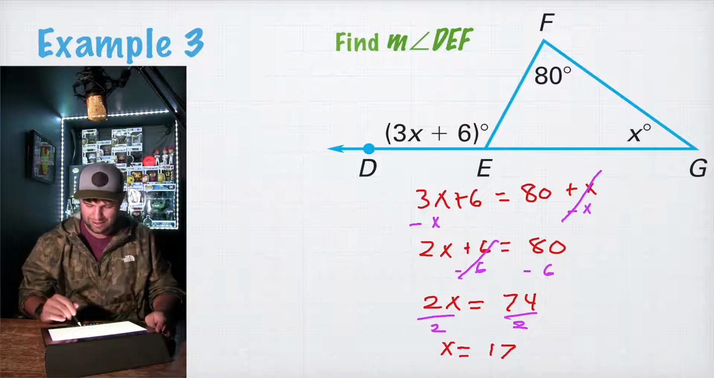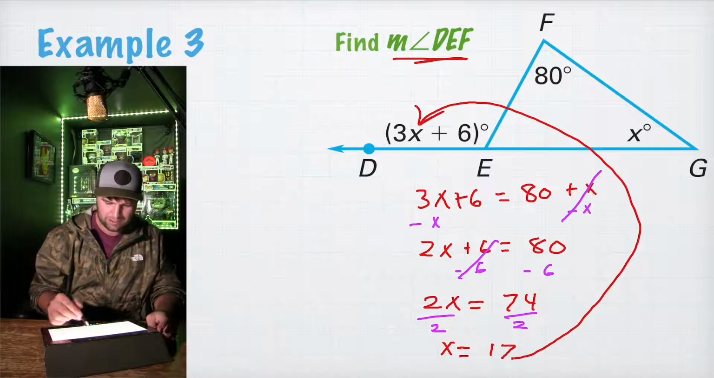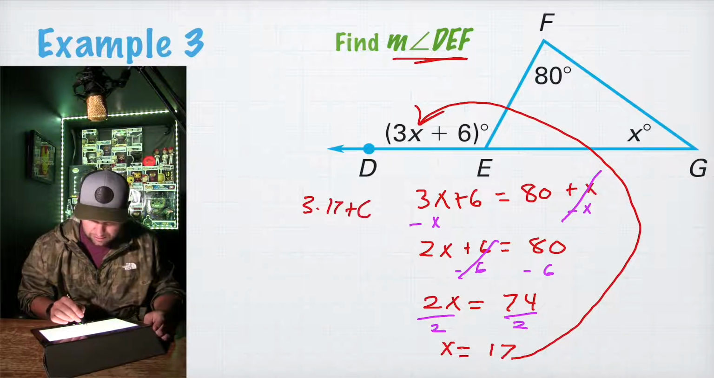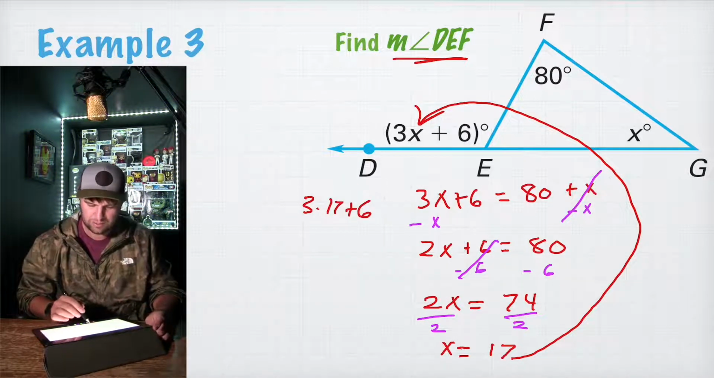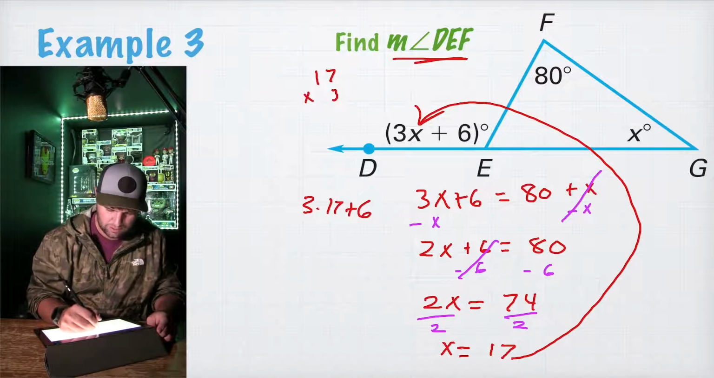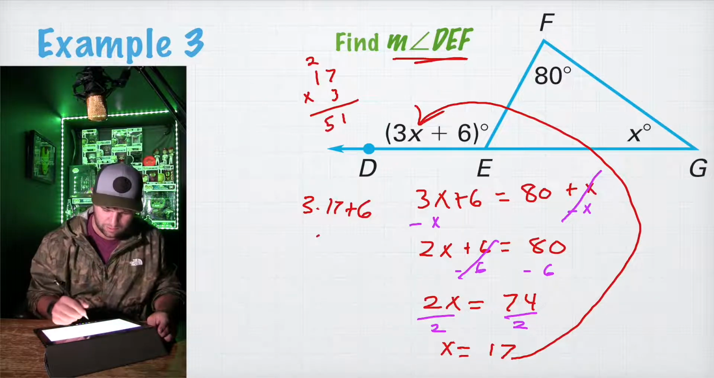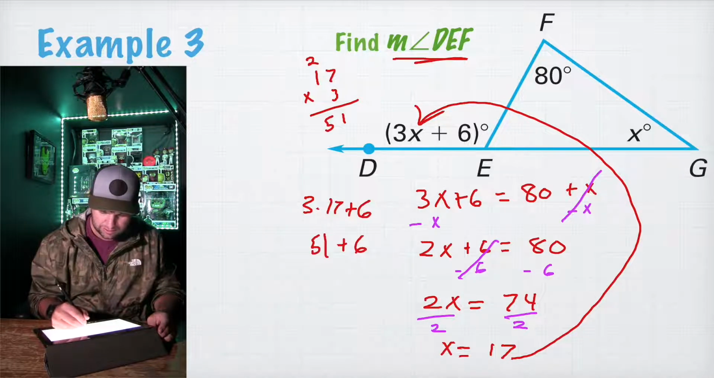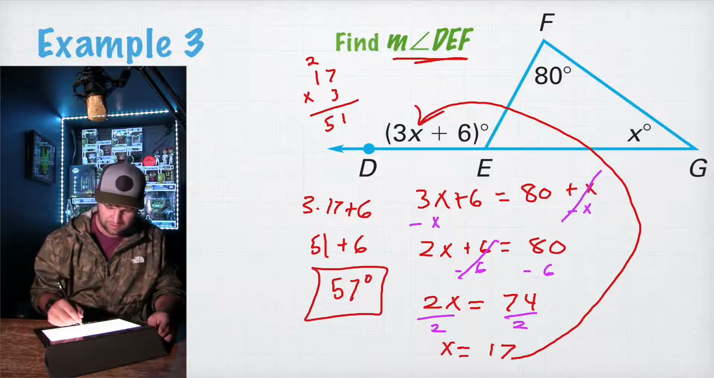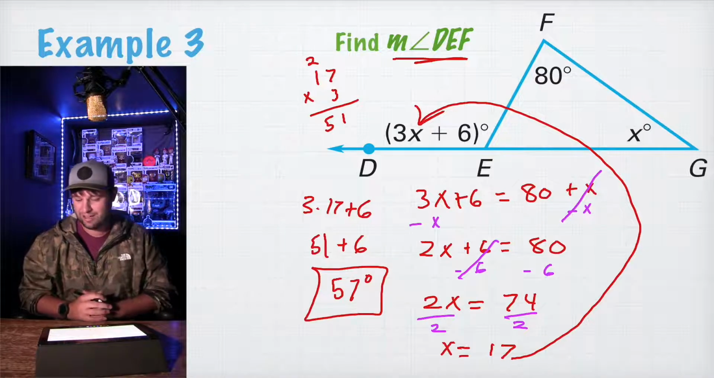Let's go ahead and, to find DEF, we just have to plug 17 back into this original equation. So I'm just going to do that right here. 3 times 17 plus 6. 3 times 17, let's just go ahead and do that math right here. 17 times 3. That's going to be 1, carry the 2, 3, 51. So 51 plus 6. So our answer should be 57 degrees. Okay? Hope that made sense. That's how we work through it.